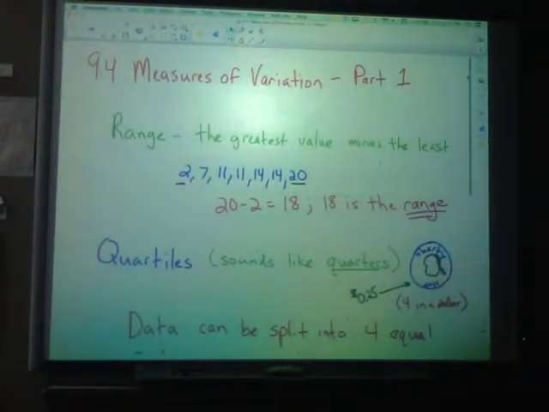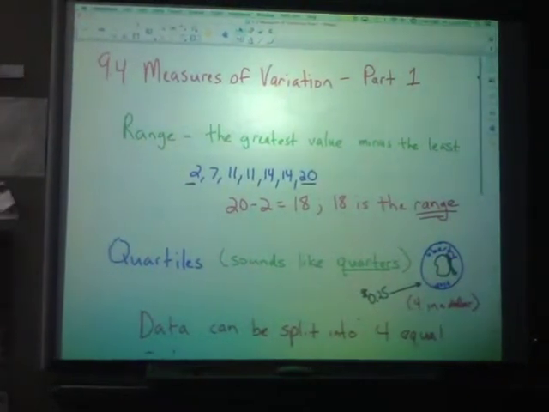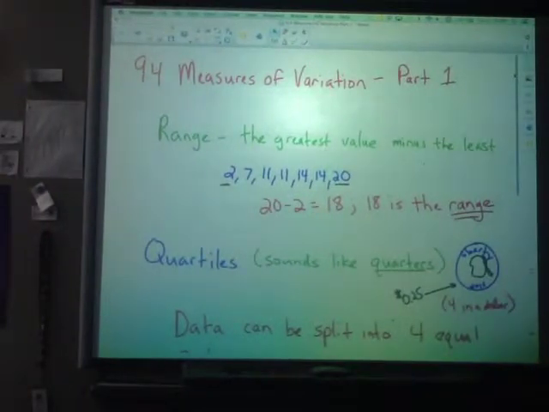This is our notes portion of 9.4, Measures of Variation, and this is going to be part 1. Okay? We've been talking about measures of center, mean, median, and mode. Now we're switching over to measures of variation, and that word vary means change, or sort of how the data spreads out.